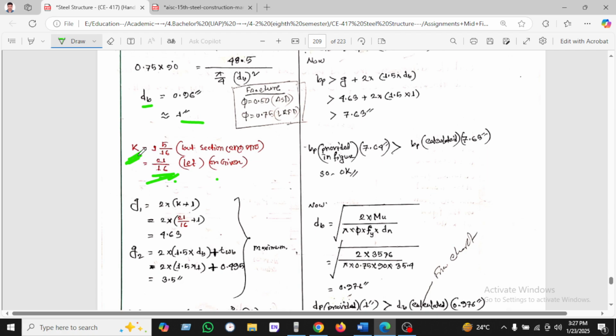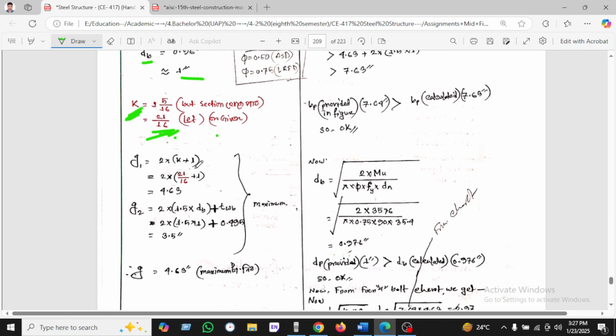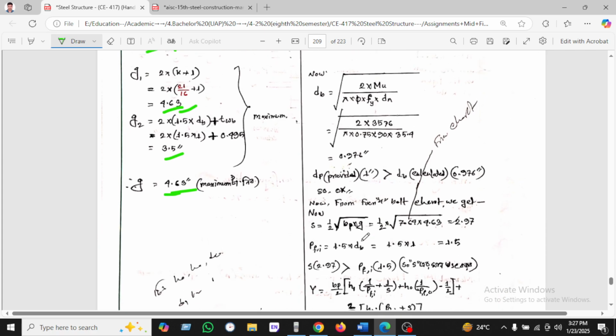If it is unbraced, then the K value will be below 1. If it is braced, then the K value will be greater than 1. Okay, G1 we have taken as 1 plus K plus 1, and we have taken here 4.62. And G2 we have calculated and found 3.5. So the maximum value is 4.63, so we will take the governing maximum value.